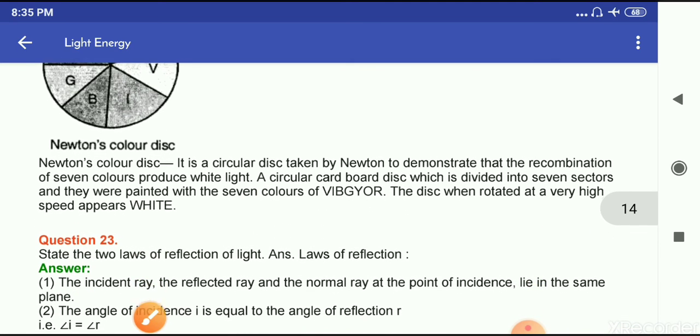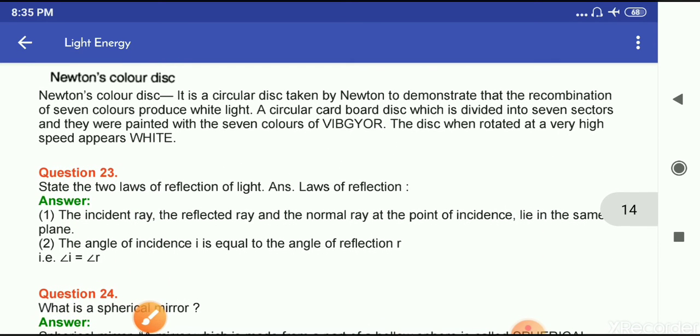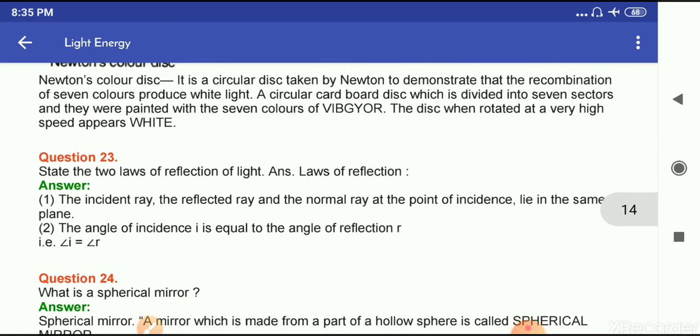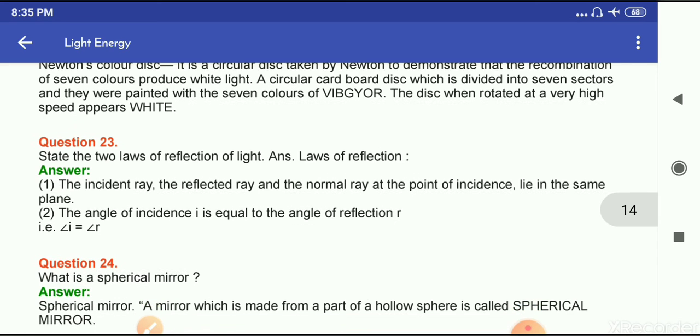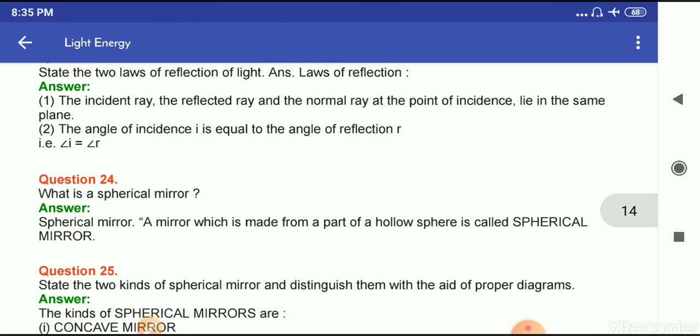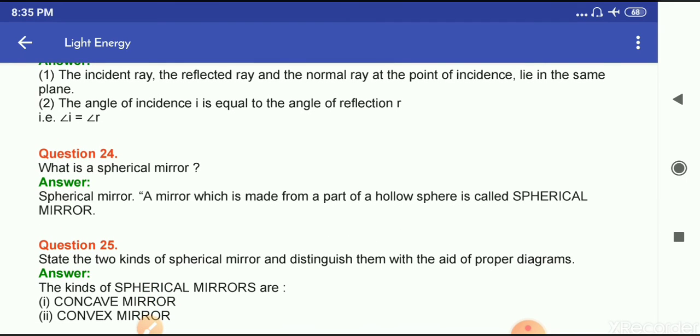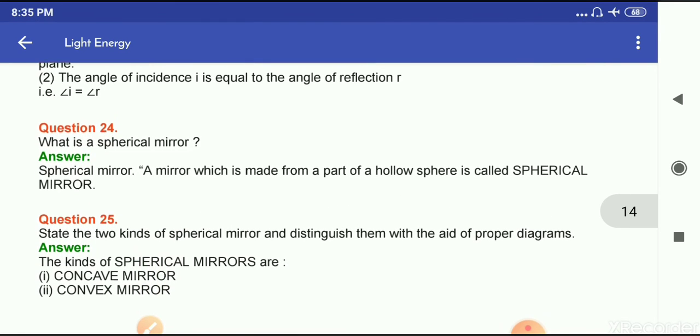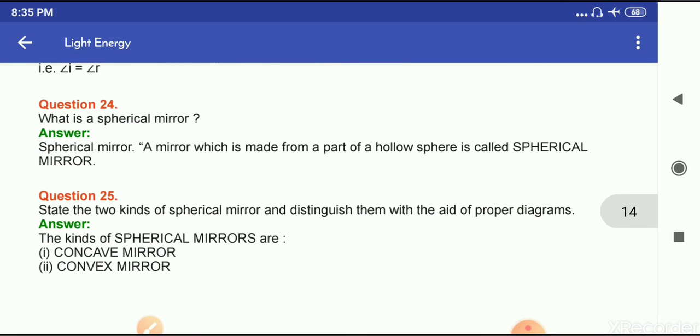Question number 23. State two laws of reflection of light. Okay, so the incident ray, the reflected ray, and the normal lie in the same plane, and the angle of incidence is equal to the angle of reflection. Question number 24. What is a spherical mirror? A mirror which is made from a part of a hollow sphere is called a spherical mirror.